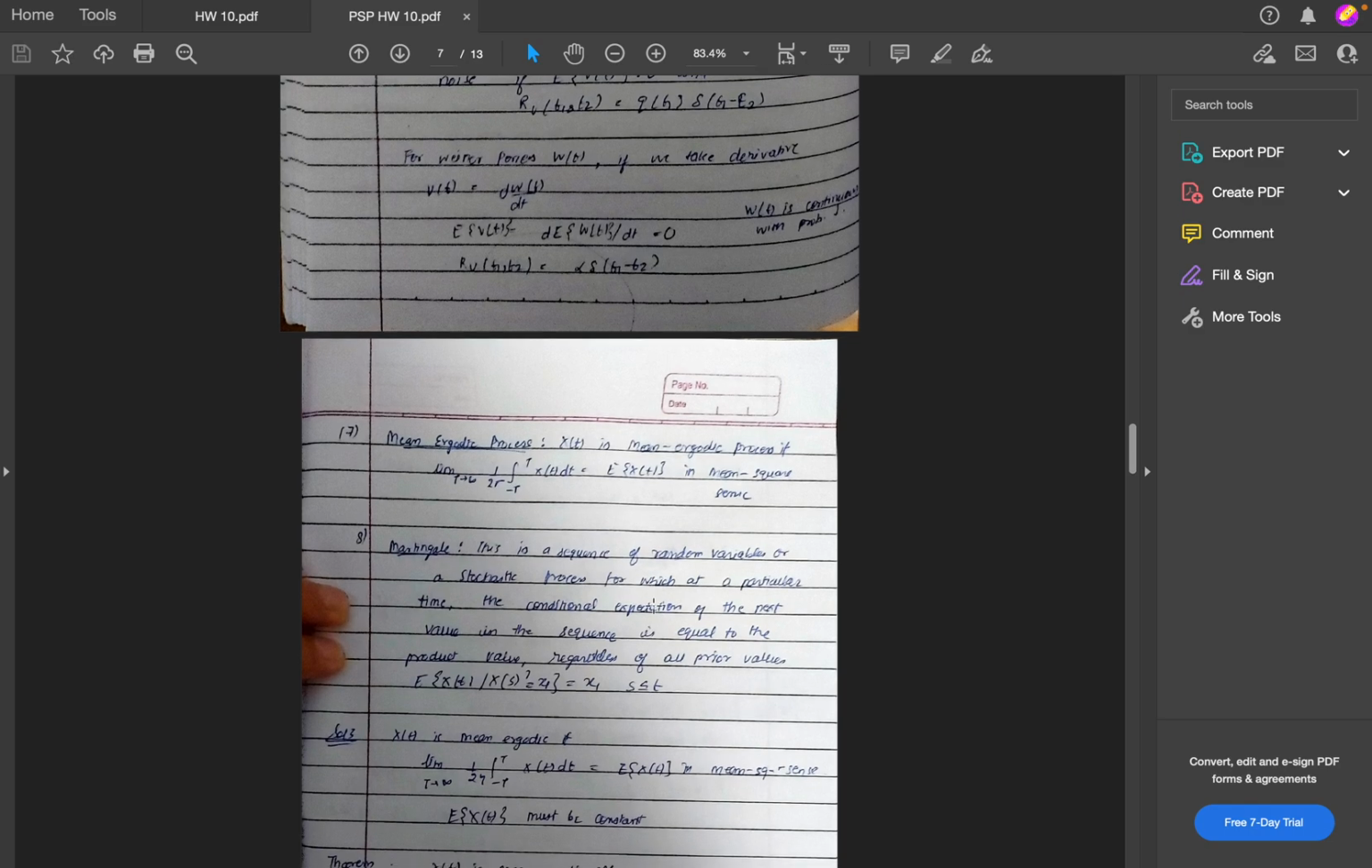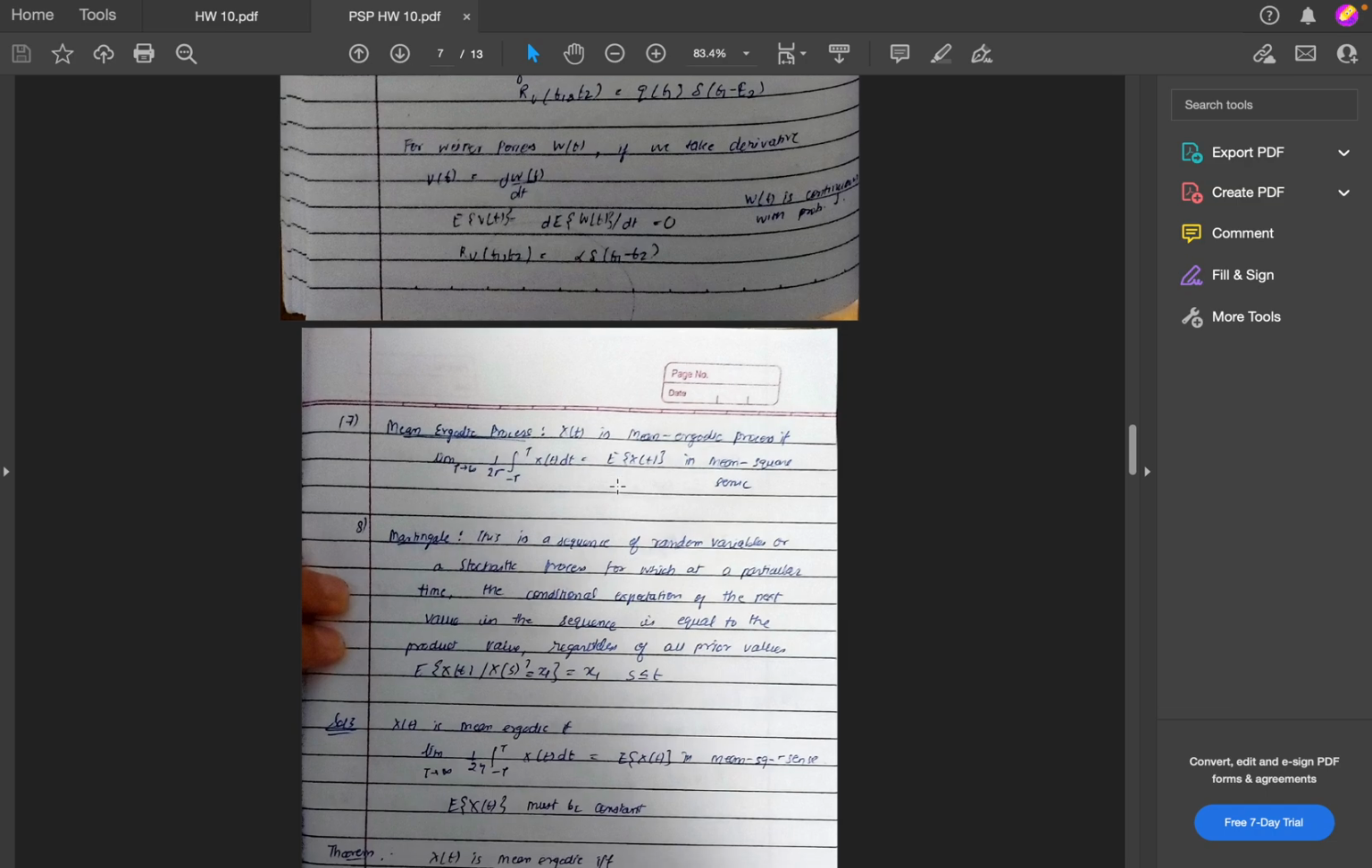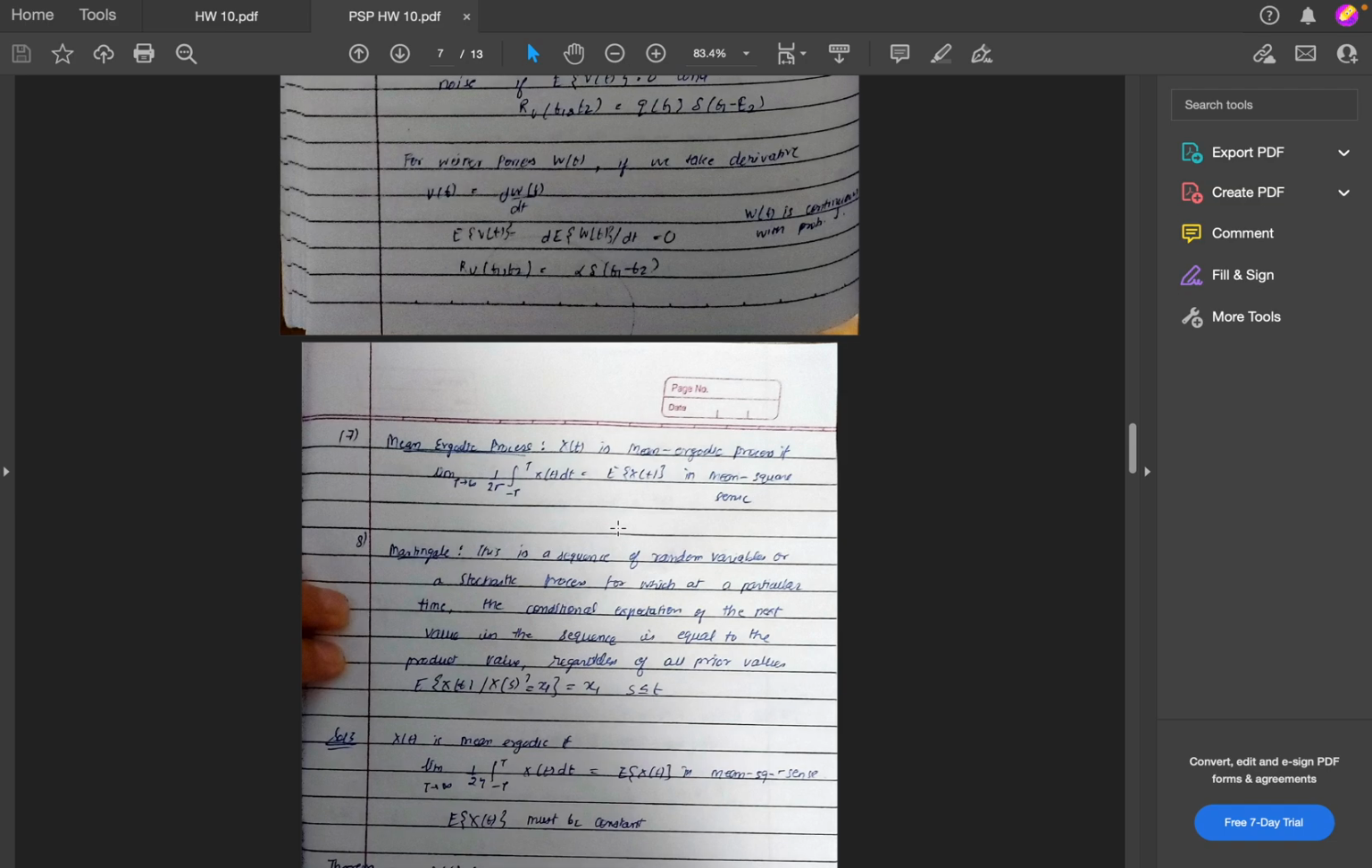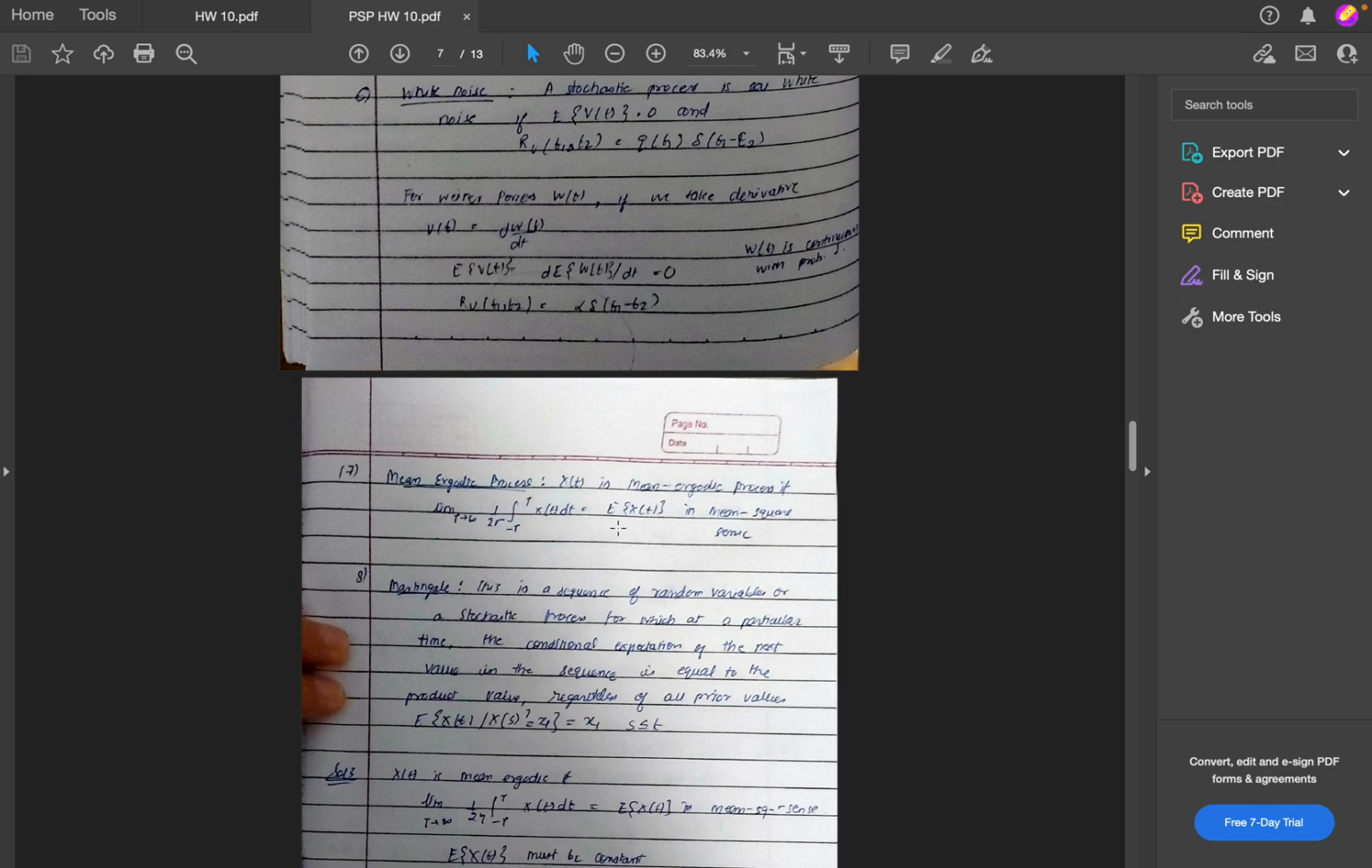Now for the mean ergodic process, it has this property that the limit of 1 by 2T times the integral from minus T to T of X(t) dt, where X(t) is the process which we are talking about, and T tends to infinity. If this value equals the expectation of X(t), then X(t) will be a mean ergodic process, and this should be equal to the expectation in the mean square sense. So this is one property of a mean ergodic process.